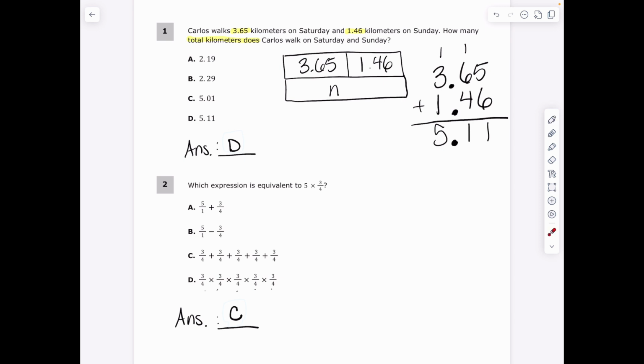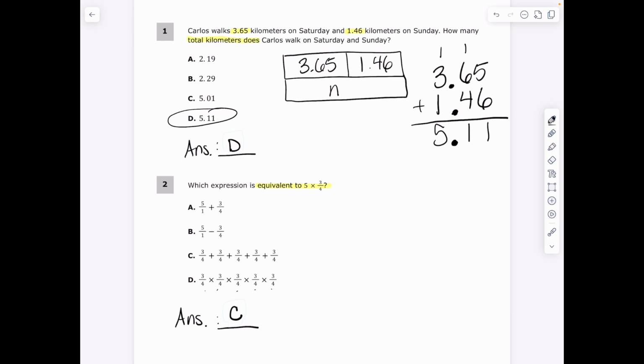So notice all of my decimals go down in a row. That's what you want to see, them stacked up together. So that's how we get 5 and 11 hundredths. For number 2, we want to know which is equivalent to 5 times 3/4.